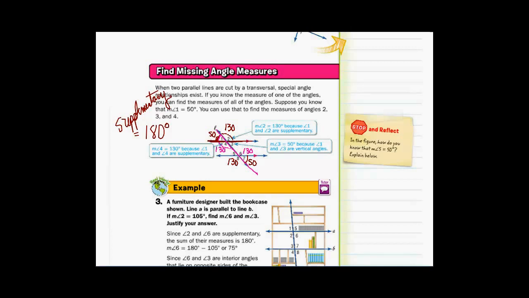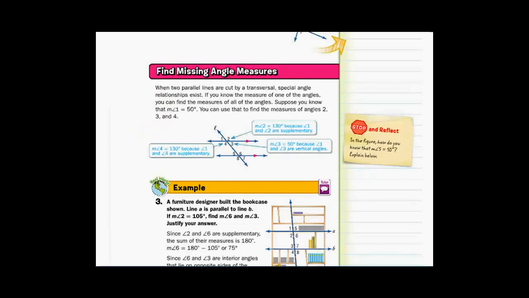6 and 5 are supplementary. They make this straight line right here. So if that's 130, angle 5 is 50. And alternate interior angles will tell you that angle 3 is 50. So lots of things. They give you one number, but you would be able to figure out all of those. Every single one. All right, example.